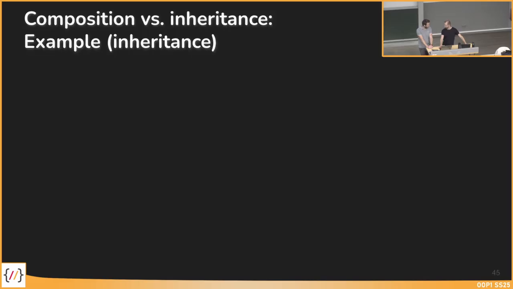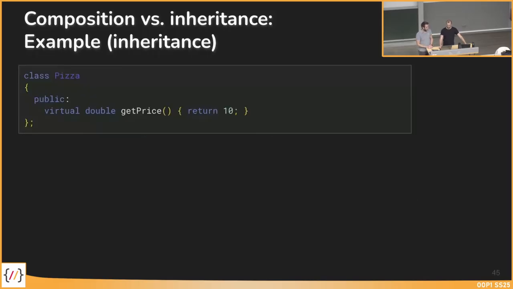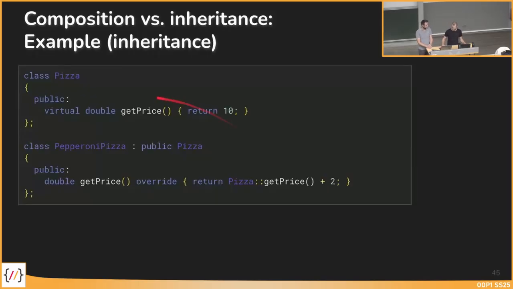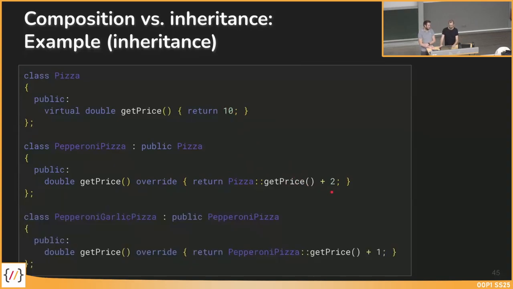But let's see a short example with inheritance. We have a pizza, and this pizza has a virtual getPrice method, which returns 10. Then we create our pepperoni pizza, which is derived from the pizza class and overrides getPrice: we take the 10 euros from here plus 2, because of the pepperoni topping. Then we want a pepperoni garlic pizza, which inherits from the pepperoni pizza, and again we add 1 euro.